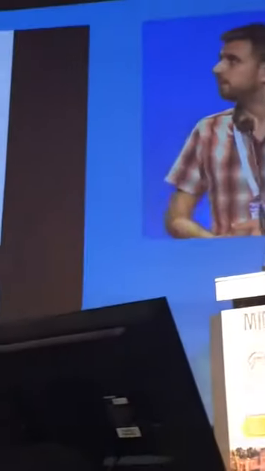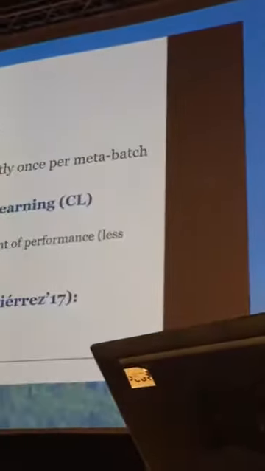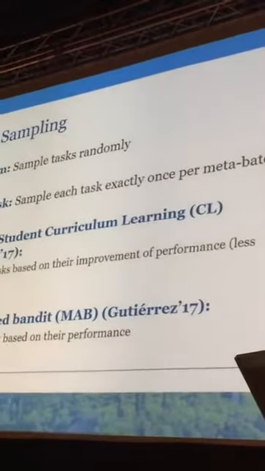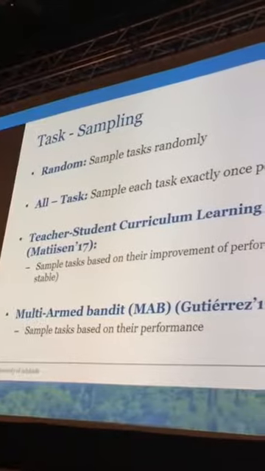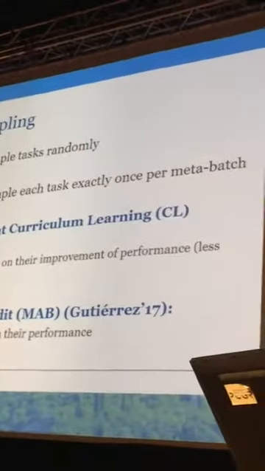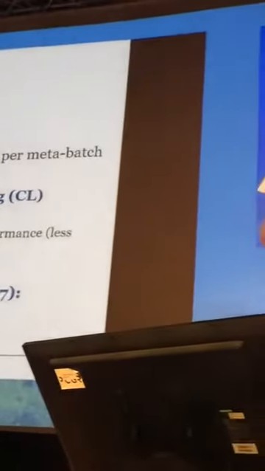The main issue during the meta-training phase is how we sample tasks. For example, if we sample the tasks on the first phase randomly, we call that random sampling. But we can do something better. We can, for example, sample each task one at each iteration, what we call all tasks. But we can do even better than that and sample according to a curriculum learning strategy.